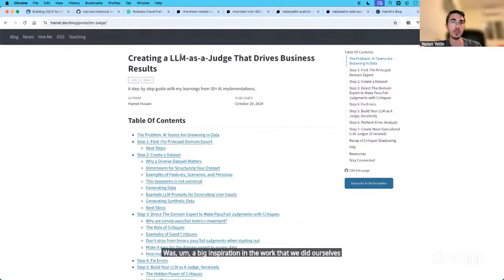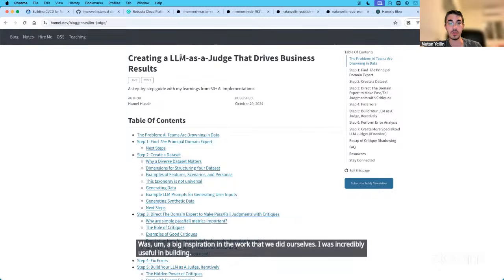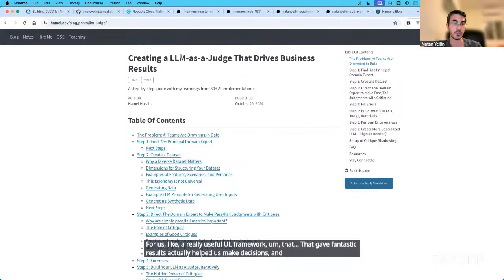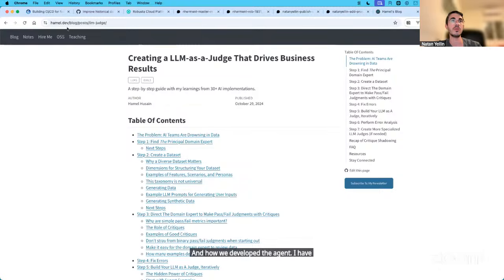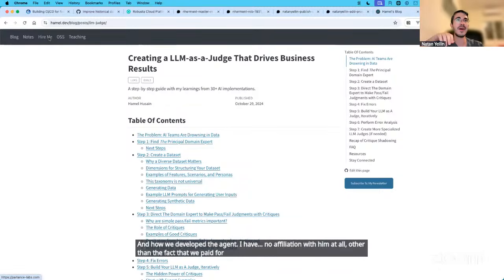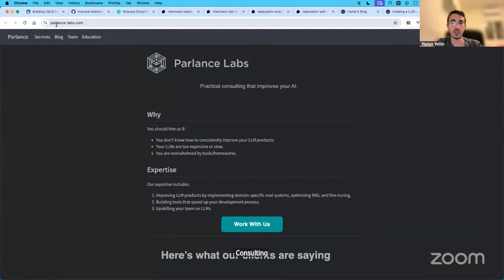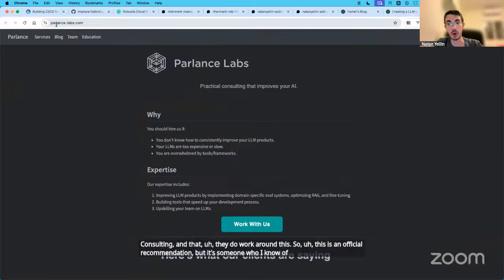It was incredibly useful in building for us a really useful eval framework that gave fantastic results and actually helped us make decisions, and still helps us. It really drives what we do on a day-to-day basis and how we develop the agent. I have no affiliation with him at all, other than the fact that we paid for one of his courses. But I do think he does consulting and that they do work around this. So this isn't an official recommendation, but it's someone whose blog posts at least have been very useful for us. So Rod, I hope that helps.